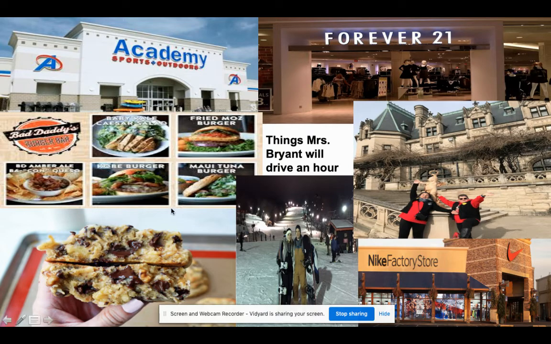And then y'all know I'm all about some food. One of my favorite places at the moment to get something to eat is Bad Daddy's Burger Bar. It's in Gastonia. I'm willing to travel a little bit further there because that burger's amazing.